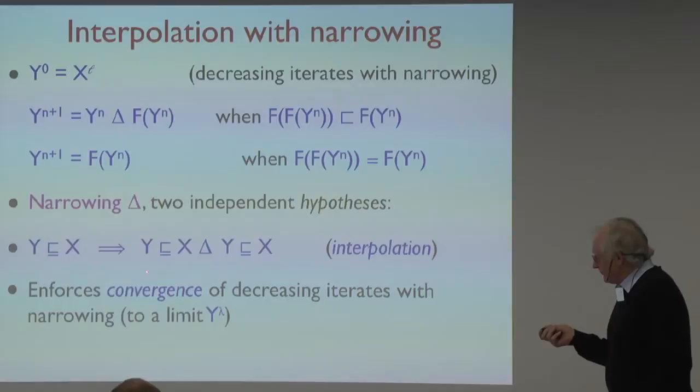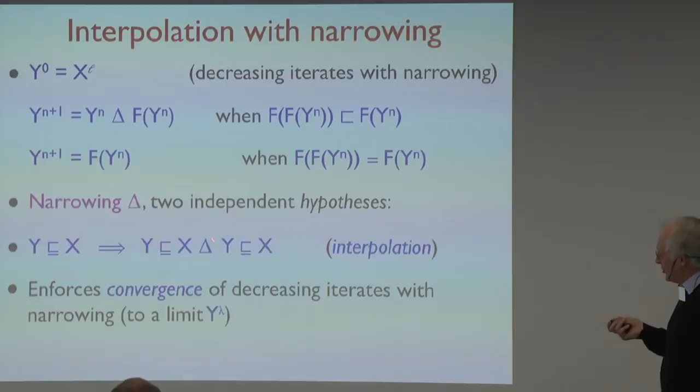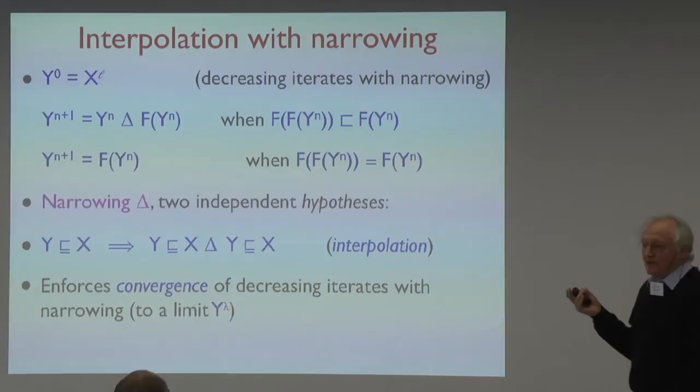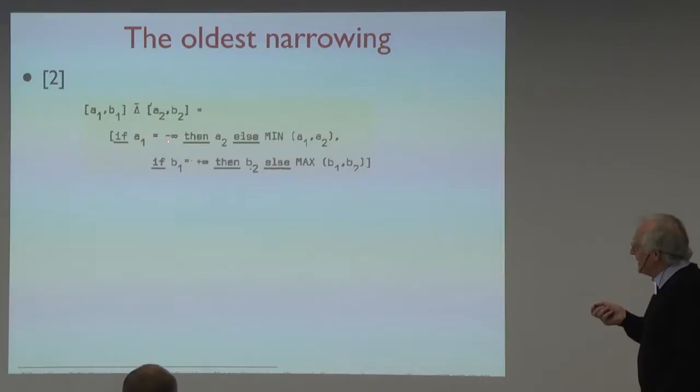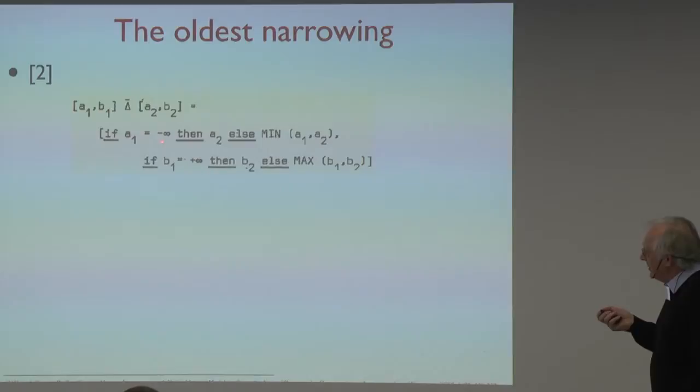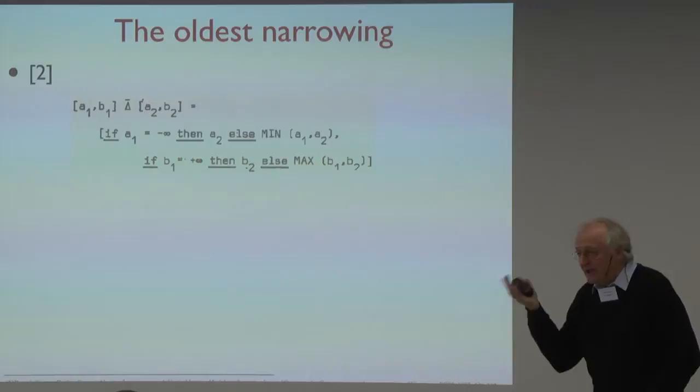there are many narrowings that do not satisfy the second. For example, you just take the narrowing to be the argument f of y. In general, it is a narrowing by the definition, but it will not converge in general. So this was the first narrowing ever, and it just takes, if the previous iterate has an infinite bound, the one of the next iterate, and otherwise it just takes the minimum of the two, and the same for the upper bound. So it eliminates the infinite bounds that have been introduced by the widening.